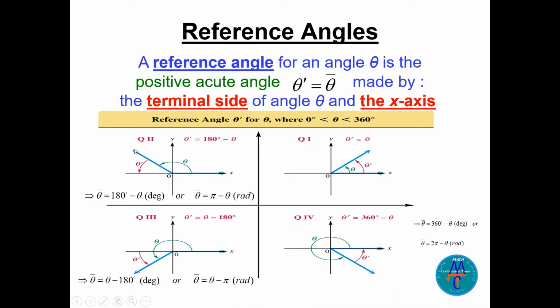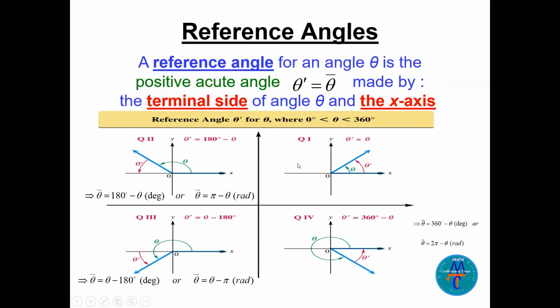Let's look here. The angle theta itself is in quadrant 2. So the blue line here, this one is the terminal side. And this is the x-axis. Okay, all of this will be the x-axis. So this is theta here. The small angle here between the blue line, the terminal side, and this x-axis, this will be the reference angle. So it will be 180 minus the theta in degrees, or pi minus theta in radians.